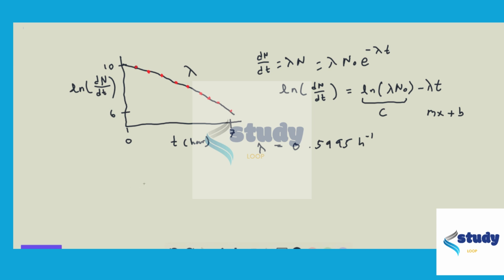So now we can use the fact that lambda is equal to the natural log of 2 over the half-life to solve for the half-life, which of course is just the natural log of 2 over lambda. And this works out to be 1.16 hours.